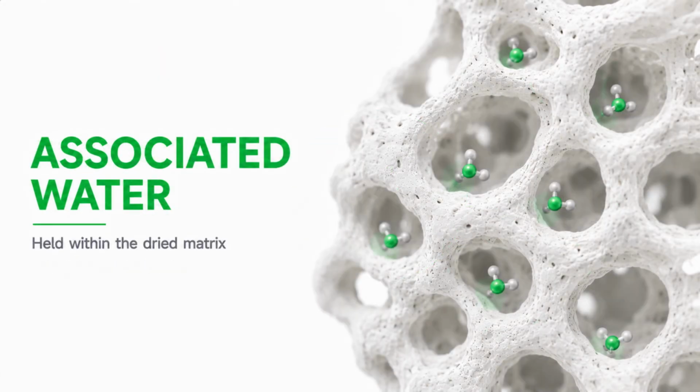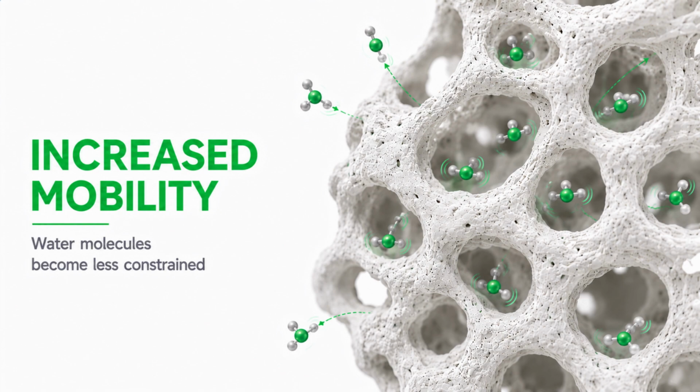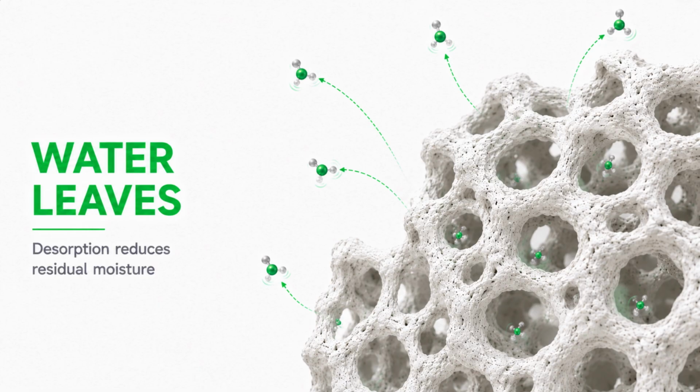During secondary drying, residual water gradually becomes more mobile. As product temperature increases, thermal energy helps overcome the interactions holding water within the dried matrix. The molecules become less constrained, move away from the matrix, and eventually enter the vapor phase. This process is called desorption. Unlike primary drying, there is no advancing ice interface here. The ice is already gone. The focus is now on releasing water associated with the dried solid.